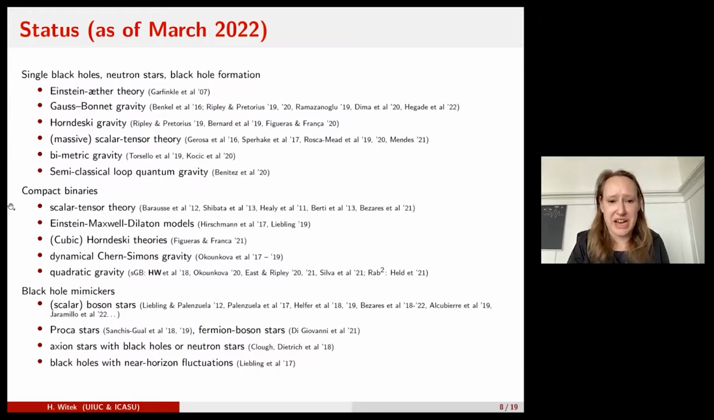Then, of course, compact binaries is what you need to study if you want to make connections to gravitational wave observations. And there has been quite some progress. And again, you can see this is all very recent. I actually on purpose put here "as of March 2022", because since the last talk that I gave about a month ago, I could add a few more new results. And then the last part here is the question of whether the compact objects that we observe are really black holes, or could they be something else? Could they be boson stars, scalar boson stars, Proca stars, etc.